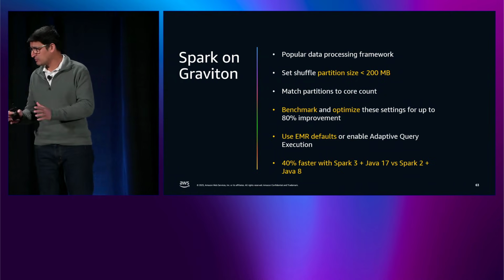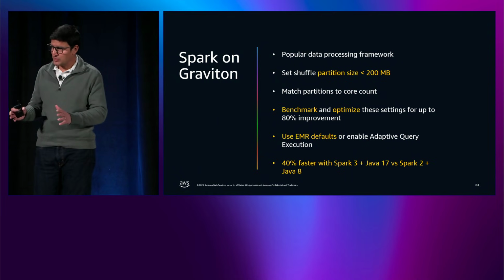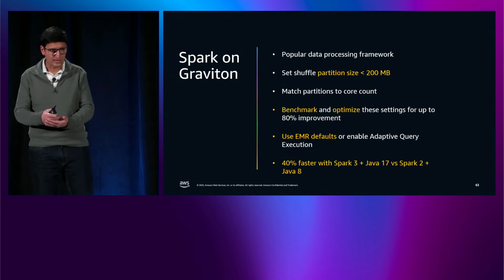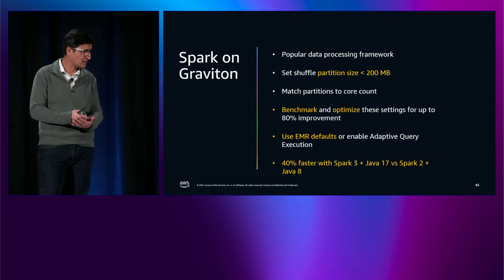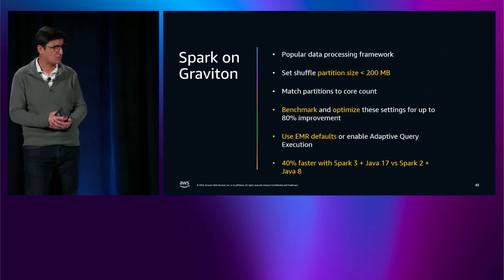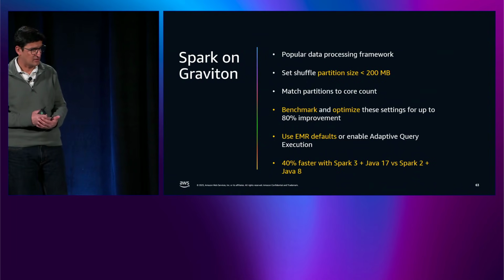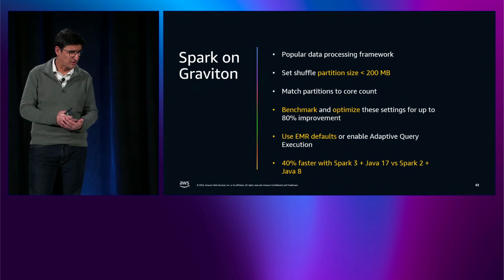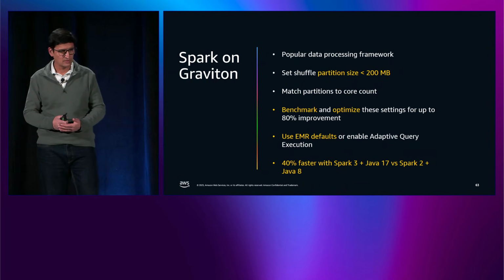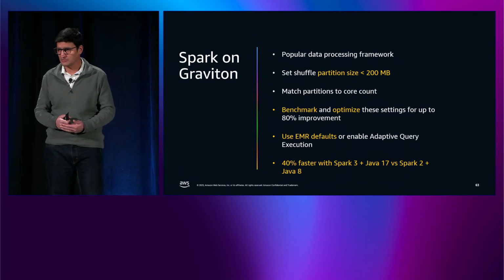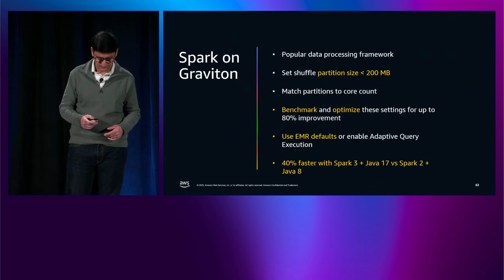As I mentioned earlier, the versions, it's always the best practice to make sure that your versions are the most up-to-date, because we've seen in the case of Spark, you can get up to 40% better performance with Spark 3 and Java 17 compared to Spark 2 with Java 8. So just upgrading the versions can really benefit performance.